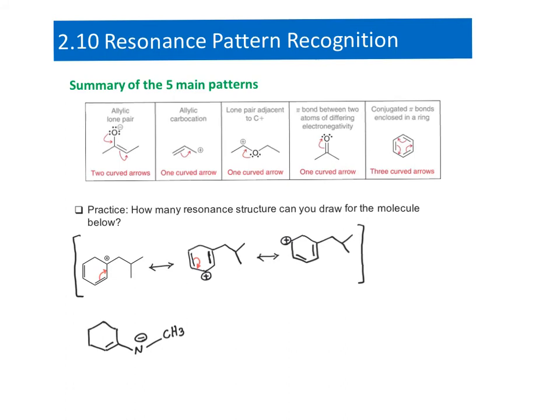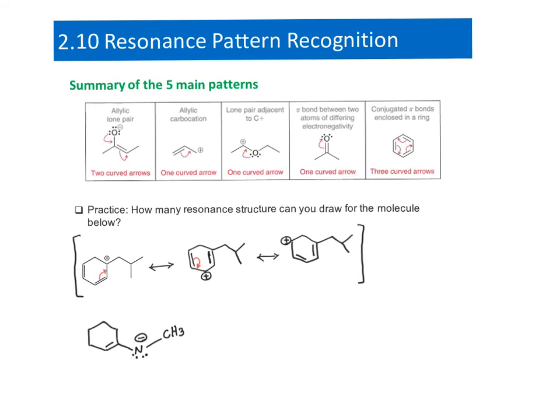So if you look at this one, we need to recognize the pattern. What I suggest you do first, when you see a negative charge, is to make sure that you draw all the lone pairs so you don't miss them. Nitrogen, negatively charged nitrogen, always has 2 lone pairs. Now, by looking at this, we have a double bond. So we can either think of allylic lone pair or allylic carbocation. And as you can see here, we have the lone pair of electrons, so it is allylic lone pair.